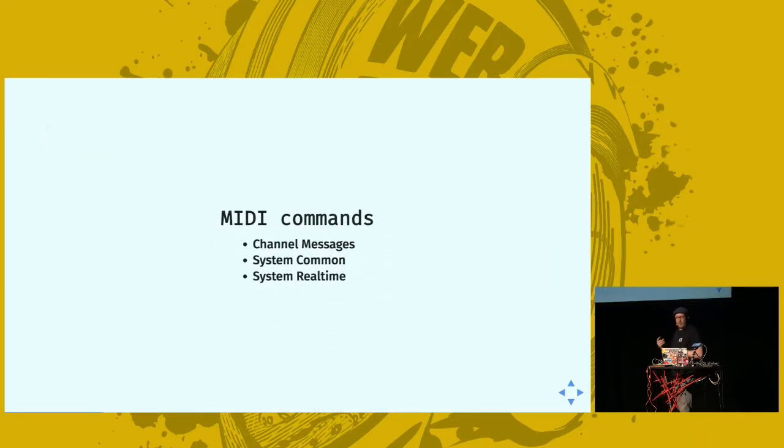There are basically 3 different types of MIDI commands. There are channel messages, system common messages, and system real-time messages. I'm not going to talk about system real-time messages. They're basically messages like timing information and syncing stuff so that you can run 2 devices on the same clock.